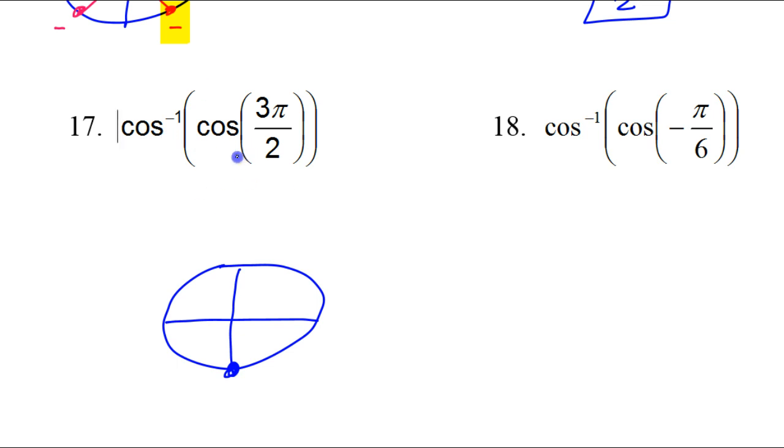So let's just evaluate this. The cosine of 3 pi over 2, again 3 pi over 2 is right here. This is (0, -1). The cosine is the x value, so that's 0. So that means the inside part is 0, and what I have is the inverse cosine of 0. So now let's talk about that.